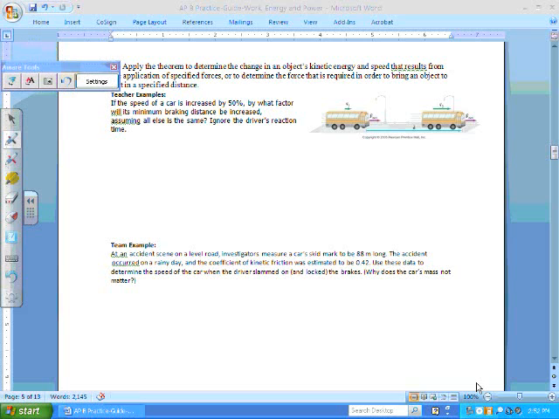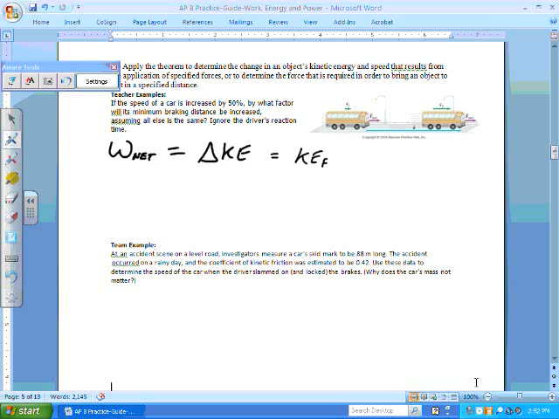Well, the work energy theorem says that net work is going to equal change in kinetic energy, which would then also be represented by KE final minus kinetic energy initial. Well, in this case, kinetic energy final is always going to be 0 if we're talking about going to a stop, so the work done by friction is going to be a negative value. We're losing energy.